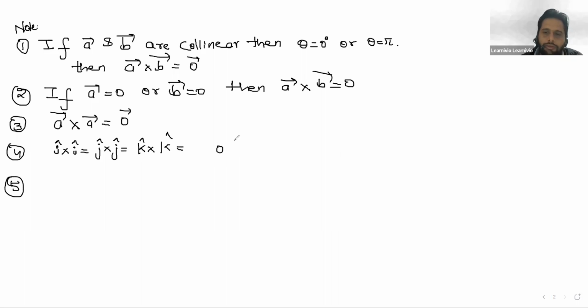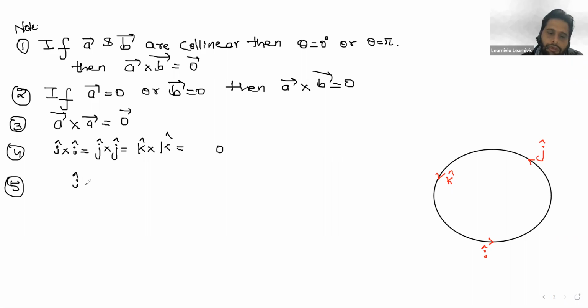Next is the fifth one. For the fifth one, always remember this. It is I cap, it is J cap, it is K cap. Always remember like this, that I cross J cap is equal to K cap. If you're finding the cross product of I and J, you will get a K cap.